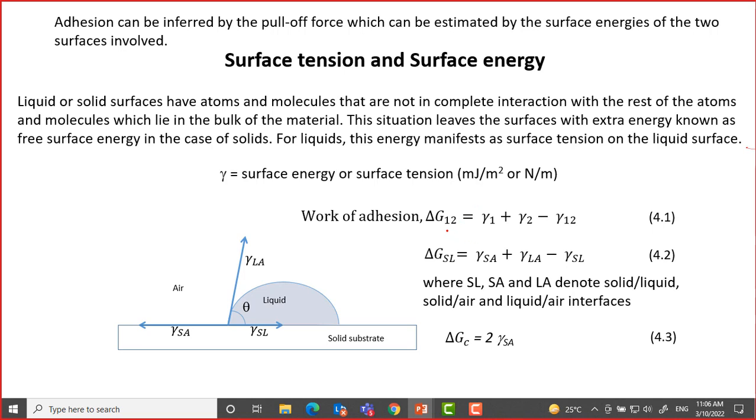So one equation we have seen is this one, which is the work of adhesion given by this equation. This is also known as the Dupré equation. And for cohesive, meaning if the two materials are the same, then we can define the work of adhesion as two times the surface energy.